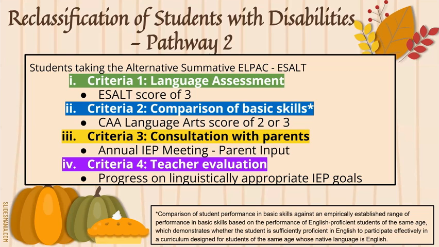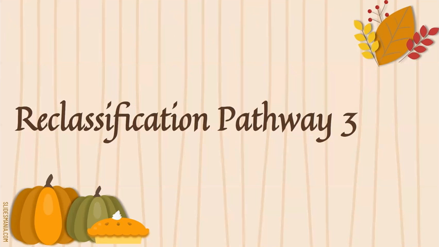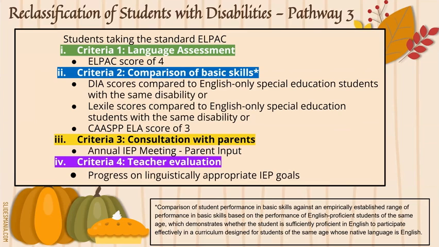And this is a case manager who is sharing that the student is making progress on their linguistically appropriate IEP goal. And so for a student to reclassify through Pathway number 2, this would take place during an IEP meeting, but consists of the 4 criteria, beginning with the alternate LPAC, a score of 3. Pathway number 3 is similar also for dually identified students.